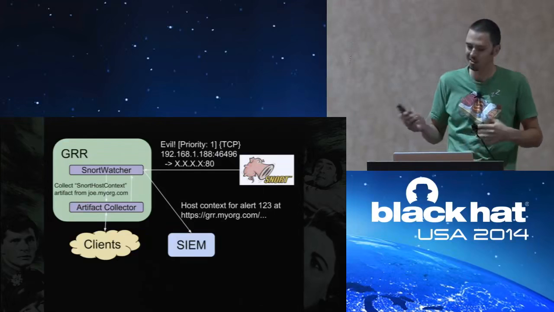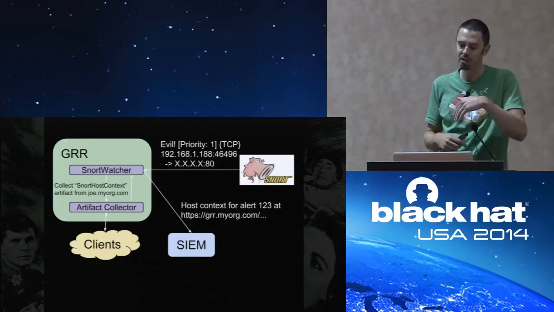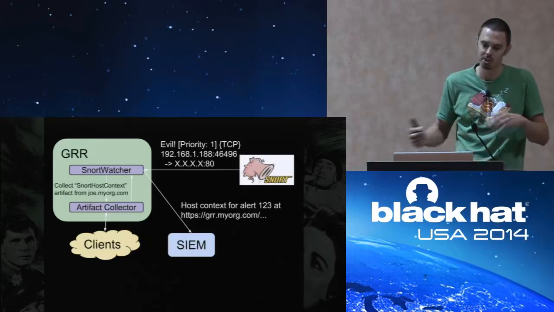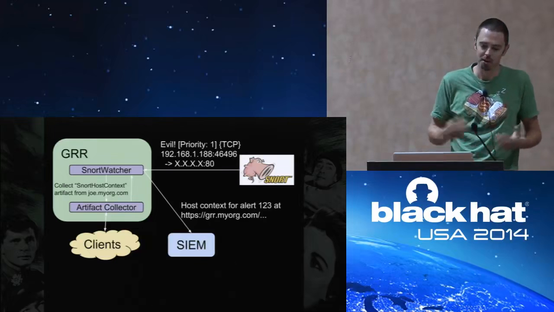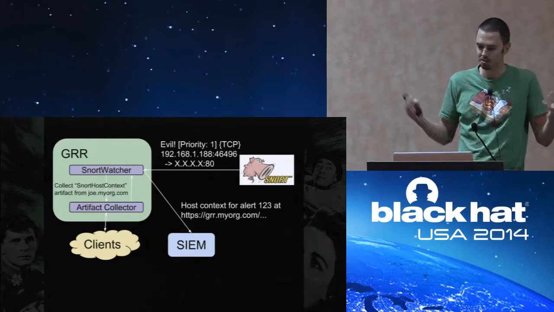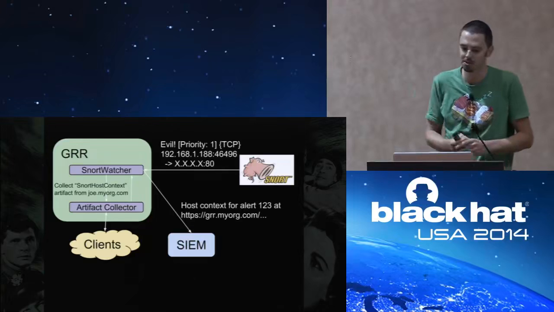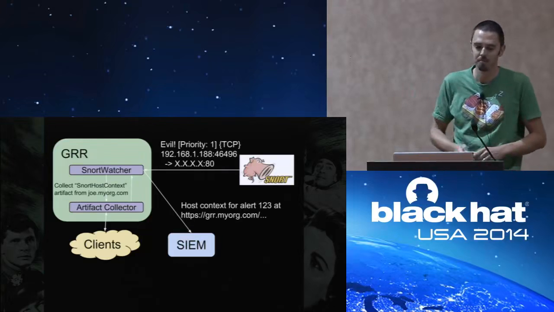So the thing that the analyst is going to look at that snort event in, you can send all that contextual information from GRR to that SEM. So then, by the time the analyst actually gets around to analyzing this, they've got a list of the running processes and the network connections and what the machine's patch level is like already there, ready to go.